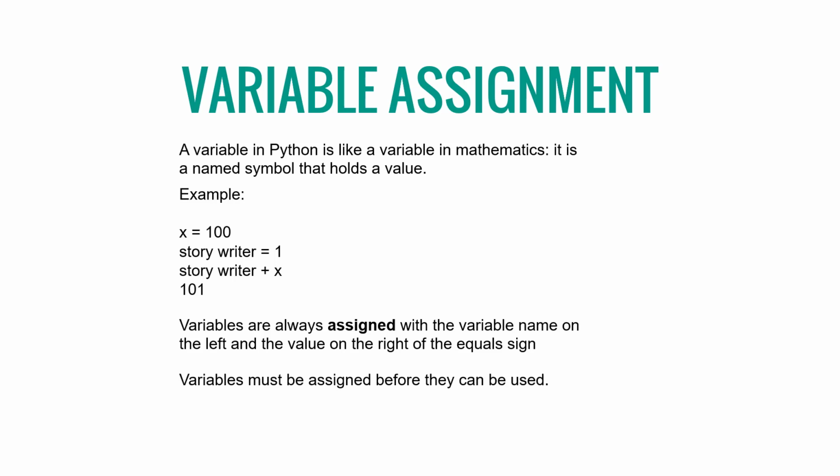Variables must be assigned before they can be used. So if you want to use a variable, you have to assign it. Without assigning a variable, you cannot use it. If you try to use a variable without assigning, Python will give you an error.